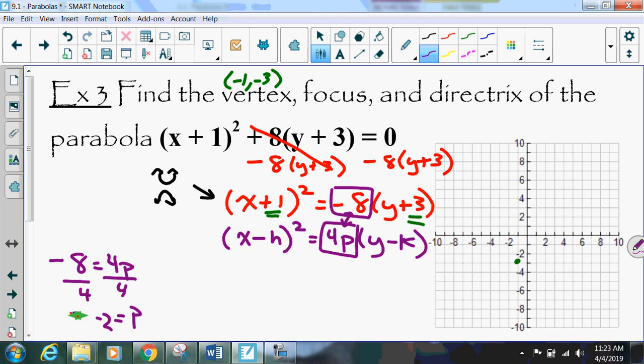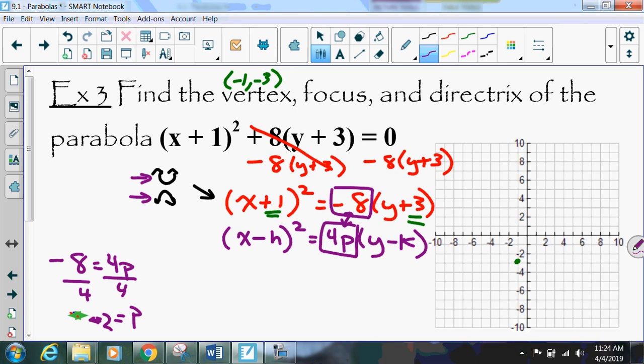You're like, Miss Overby, p is distance. How can distance be a negative, right? So the negative is going to tell us direction, kind of like velocity when you do physics. That negative tells you the direction. Same thing here. The distance is 2, but we already know it's either up or down. So the distance is still 2, but the negative tells me go down from the vertex.